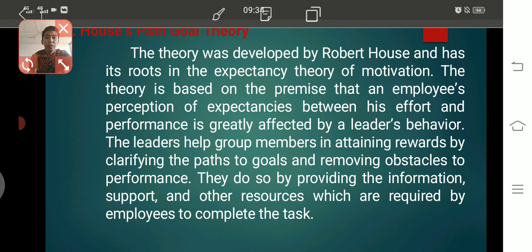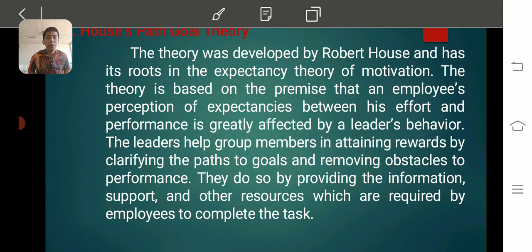House's Path-Goal Theory. The theory was developed by Robert House and has its root in the expectancy theory of motivation. The theory is based on the premise that an employee's perception and expectancies between his effort and performance is greatly affected by the leader's behavior.